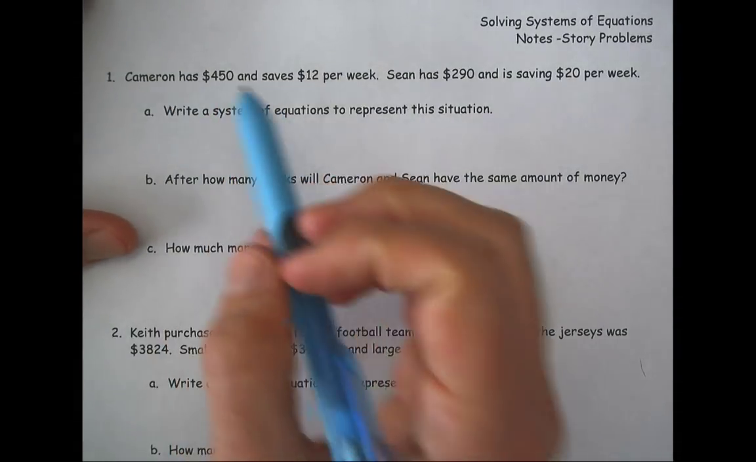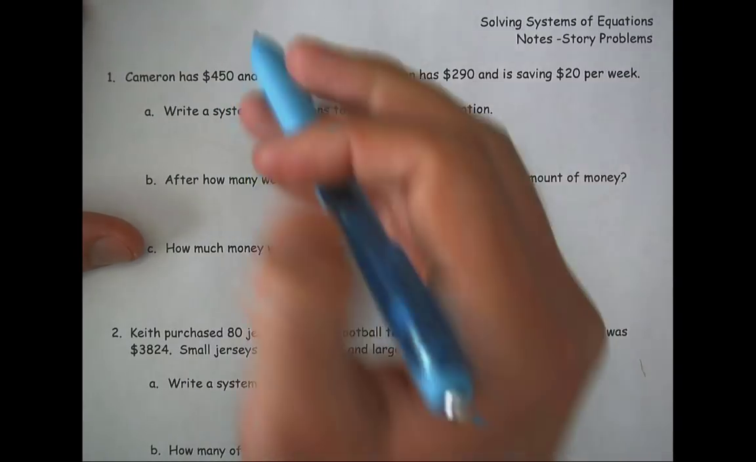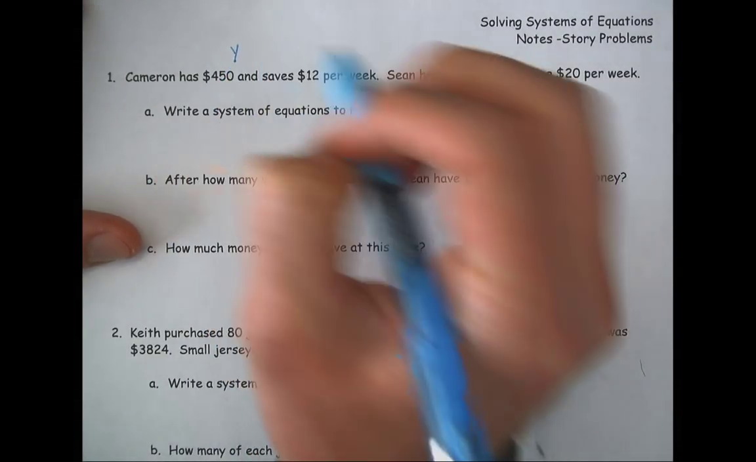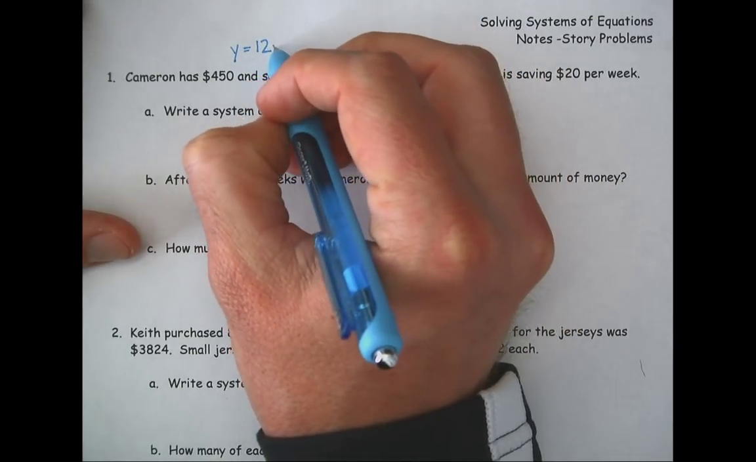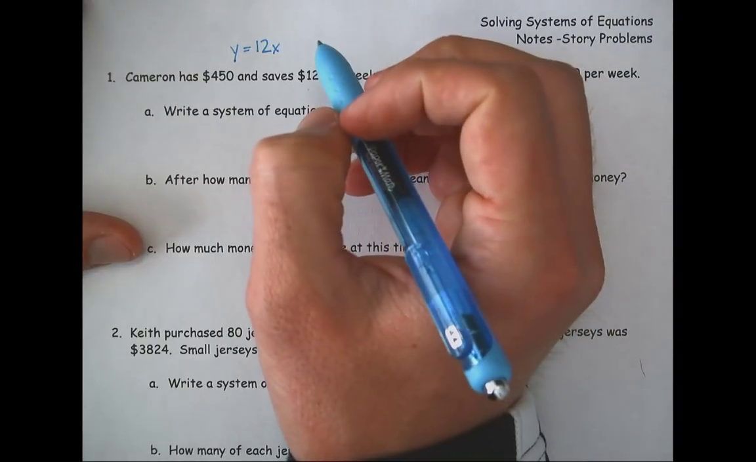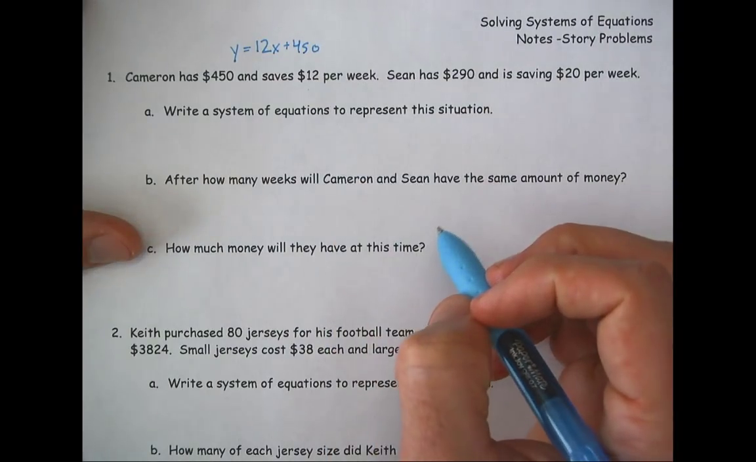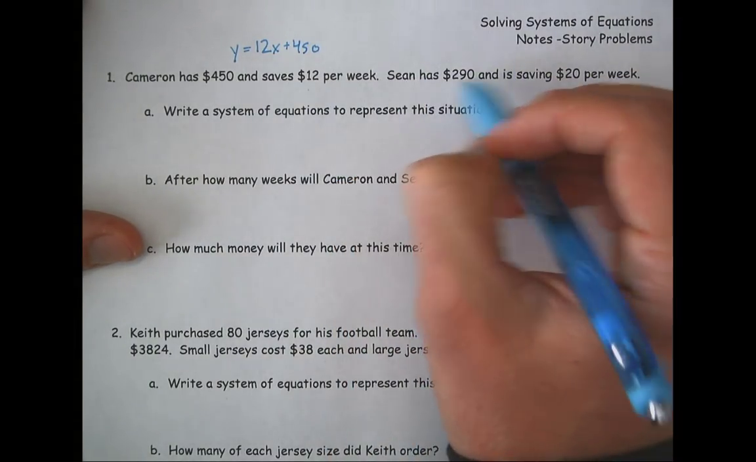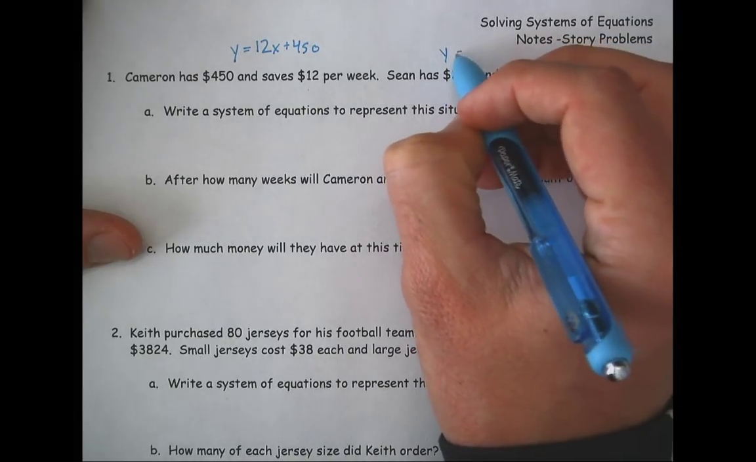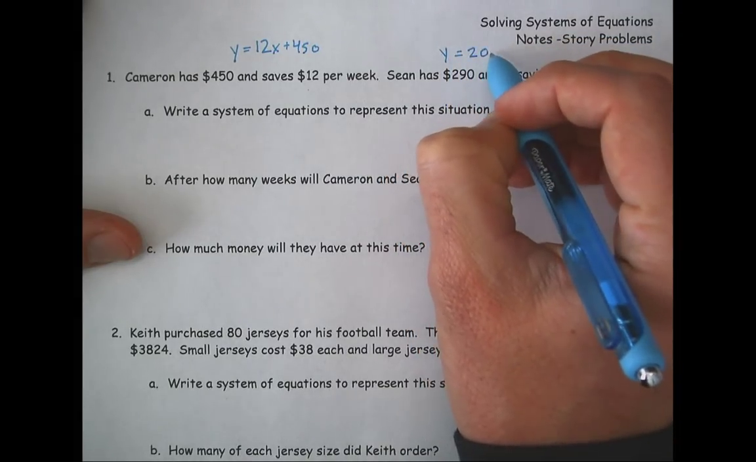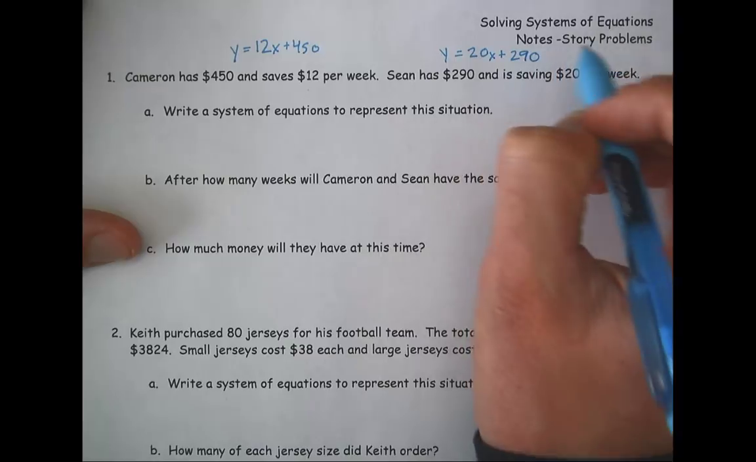So Cameron's got $450 and he's going to save this many dollars per week. So we already know how to write an equation like that. Let's start with him. For Cameron, it's $12 per week. So $12 times however many weeks it's been, plus the $450 that he's already got. And then Sean, very similarly, has $290 and he's saving $20 a week. So $20 times the number of weeks he's been saving, plus the $290.